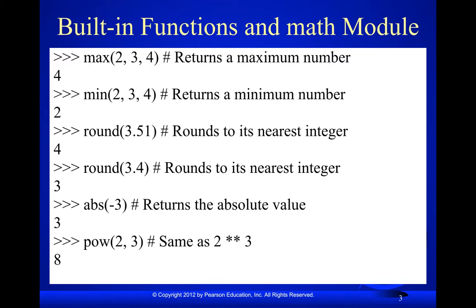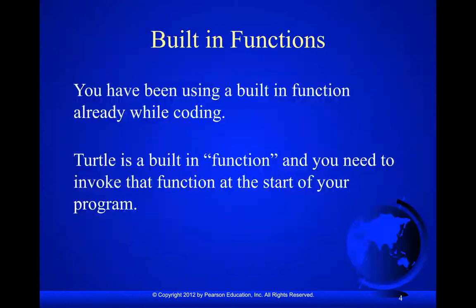So max and min, if you give it a list of numbers, it'll find the max or the min, the minimum. Rounding rounds to the nearest integer. So the 3.51 will round up. The 3.4 will round down. Absolute value, ABS, returns a positive result. And the POW function is the same as using the double asterisk.